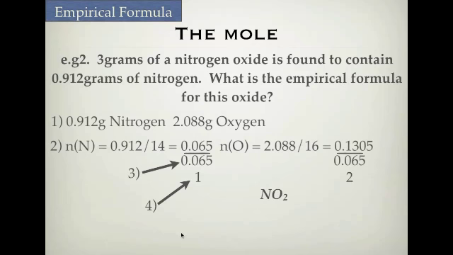Pretty simple. Each time following exactly the same steps. Find the mass of each thing. Find the moles of each thing. Divide through by the smallest number. Find the lowest ratio. Now, if this happened to be 2.5, what you'll need to do is multiply through both of these by 2 to get 2 and 5.